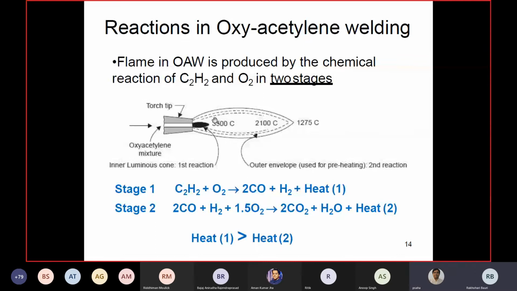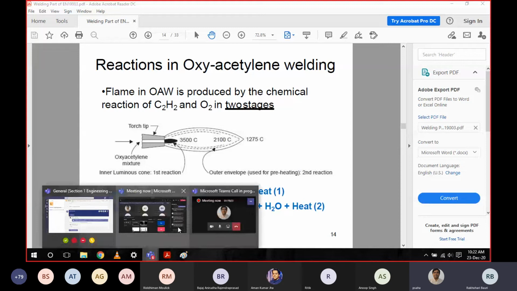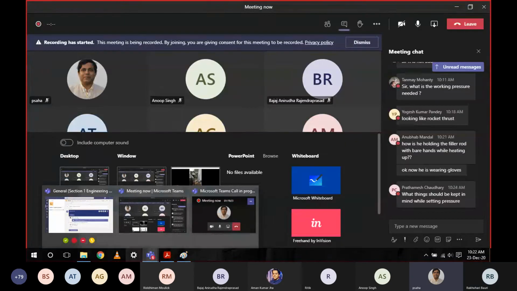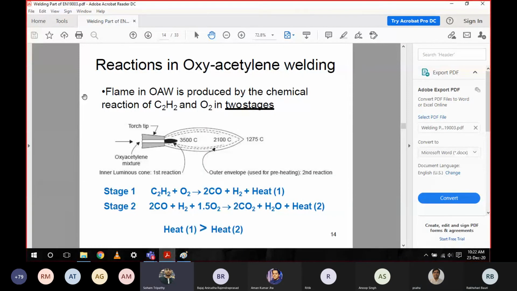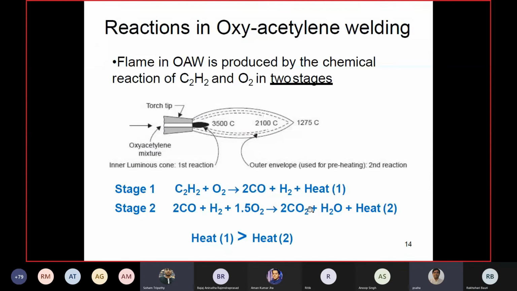Some connectivity issue. Am I audible? Are you getting the screen fully? Yes, sir. Slide is visible. Yes, sir. Go to full screen. Okay, fine.